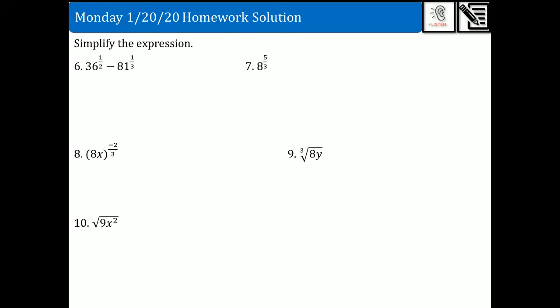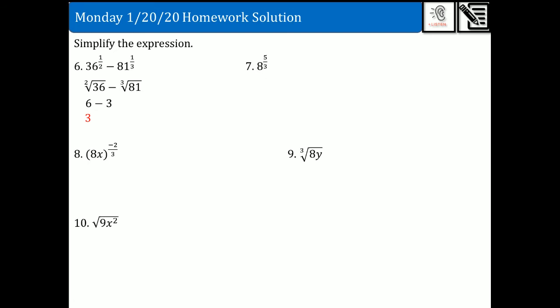6 through 10. Okay. Here we have 36 to the 1/2 minus 81 to the 1/3. So 36 to the 1/2 power is the same thing as the square root of 36. 81 to the 1/3 power is 81 with a cube root here. So what times what gets you 36, which is just 6. What times what gets you 81? That is 3. 3 times 3 is 9. Times 3 is 27. That's why it's 3. 6 subtract 3 is just 3. Okay. Notice I simplified each term first, then I subtracted in the end.